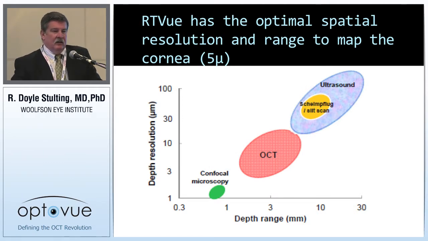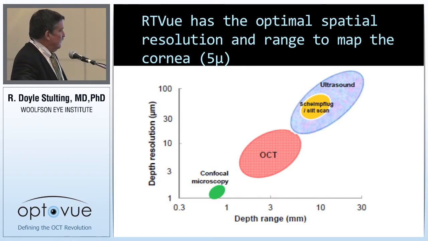Let's take a look at the accuracy of measurement in comparison with other instruments. Here's ultrasound up here, Scheimpflug up here, and an OCT here, which has about 3 times the resolution of the Pentacam.